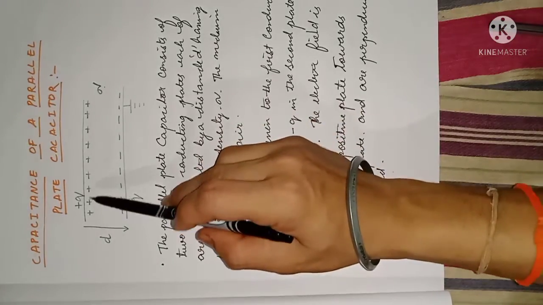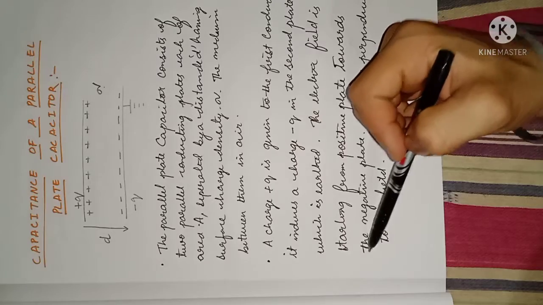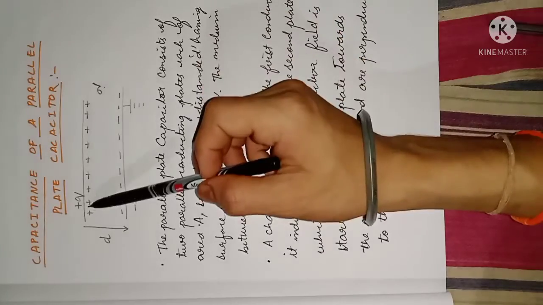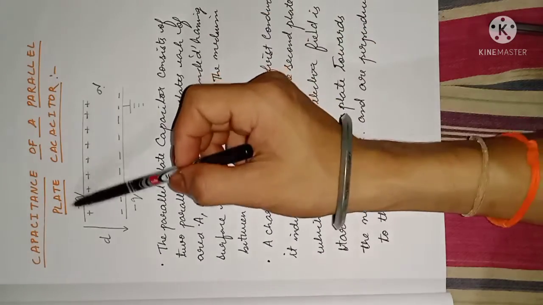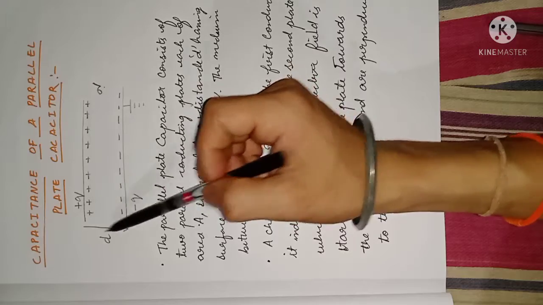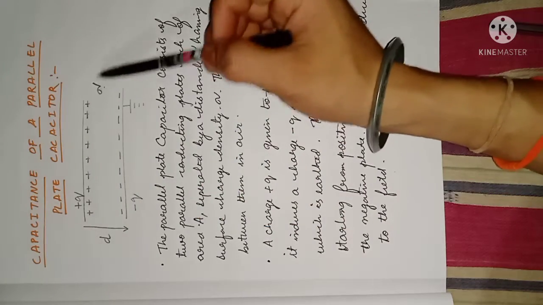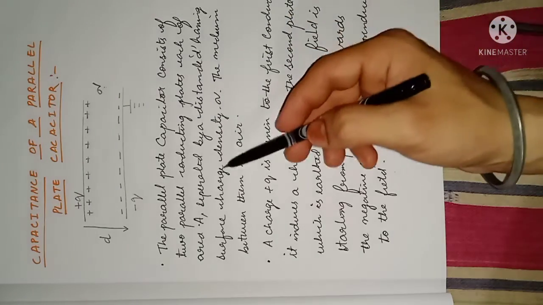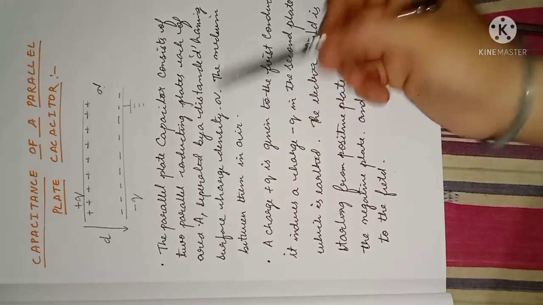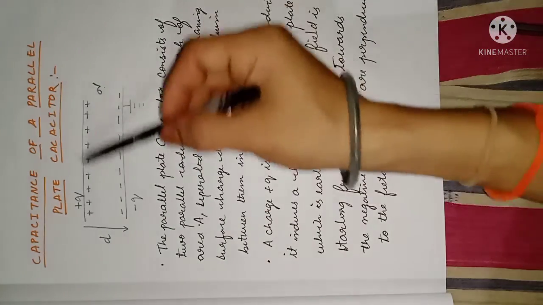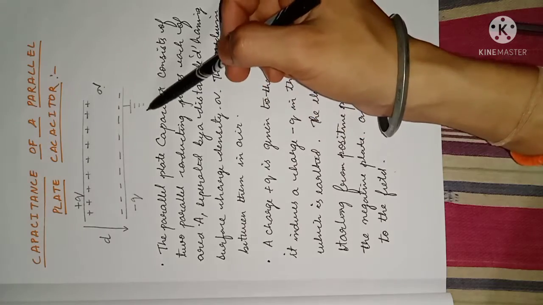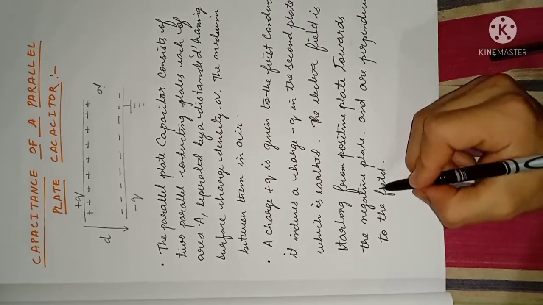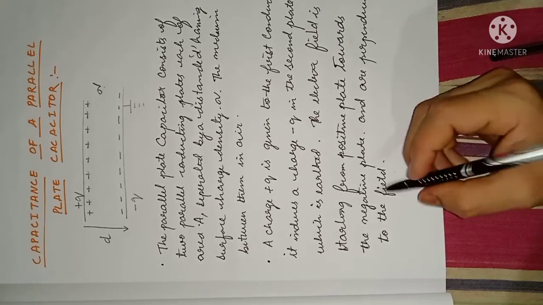Now I think you have understood the consideration part. First of all, we have considered two plates, one positive, one negative, with charge plus q and minus q. The distance between them is d, and we have considered sigma to be the surface charge density. The medium is air and the plate is earthed. Now we need to write the derivation part.